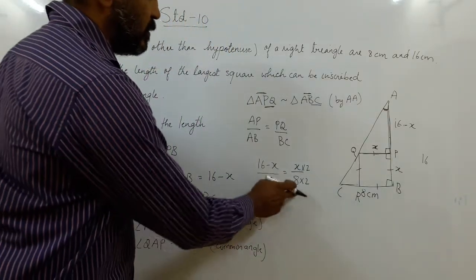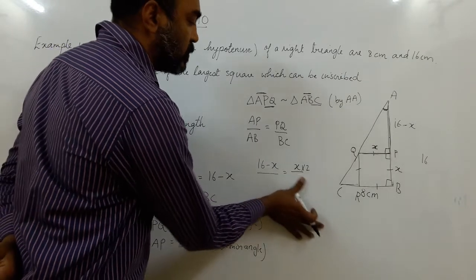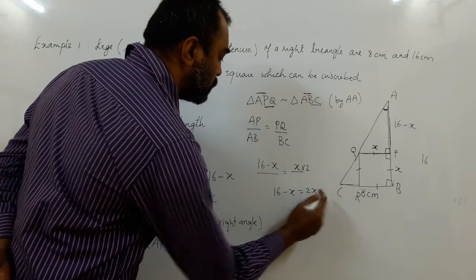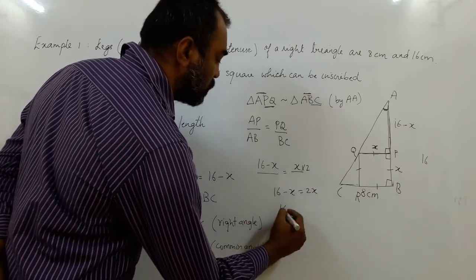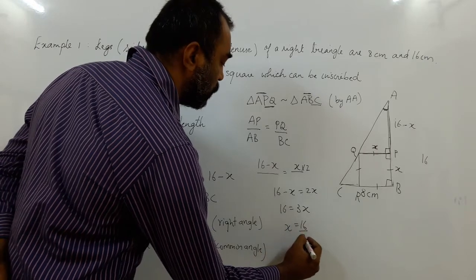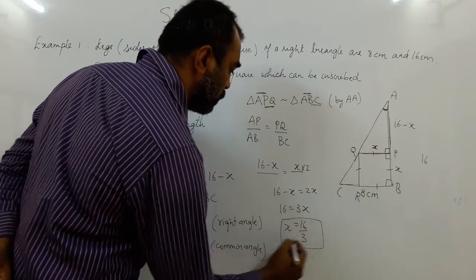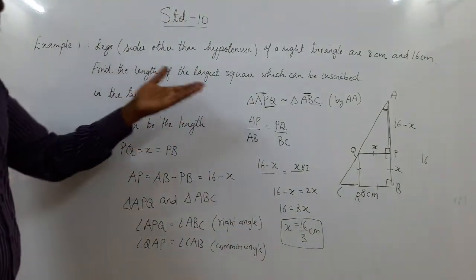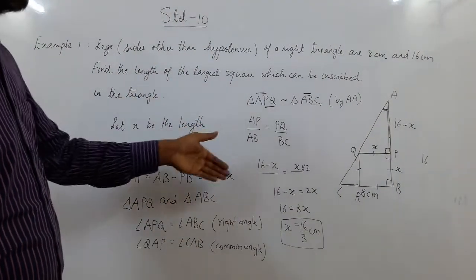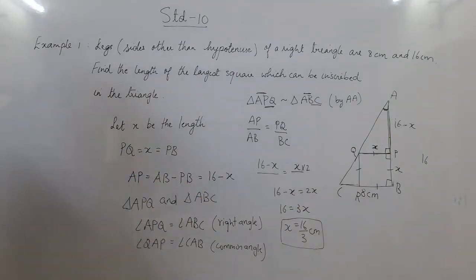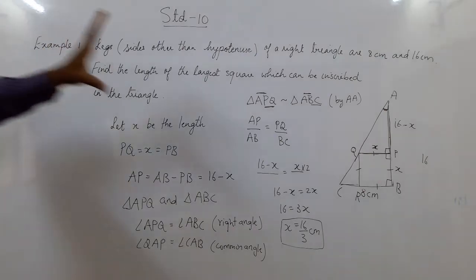Now this is 16 and this is 16, so below I can cancel this 16. What I am left with is 16 minus x equal to 2x. Take the minus x on this side. So 16 equal to 3x and x is equal to 16 upon 3 centimeters. This was a different way of doing the sum, but you can even choose the previous method, cross multiplying. That is longer, this is shorter. Mathematics can be done, like I told you before, in a lot of different ways. So this is a good example.